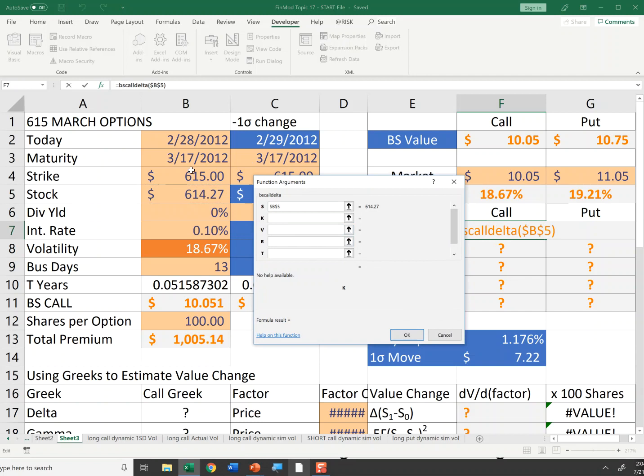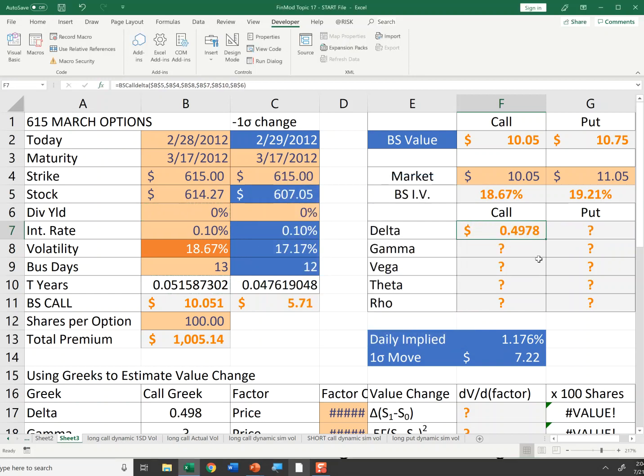I'm going to put in the strike price, 615, anchor that. The volatility, 18.67 is the implied volatility. The interest rate, 10 basis points, anchor that. Maturity, 0.05 years. And the dividend yield of 0. So I'm getting a delta of 49.78 cents. And what that tells me specifically is if the underlying stock price of the call goes from, say, 614 to 615, a $1 increase, it's telling me the call should increase by about 50 cents.